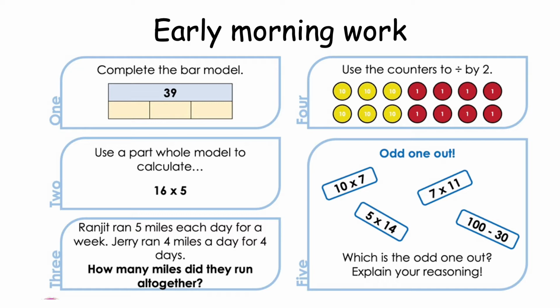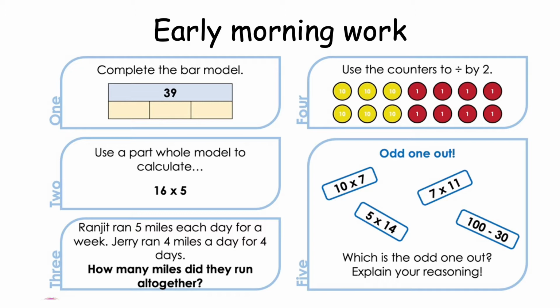Number 2, use a part-whole model to calculate 16 multiplied by 5. So what I would do is, in the top circle, what are you going to write? The whole calculation. 16 multiplied by 5. And how are you going to divide that calculation up to make it easy for you? Look at 16. What is 16 made up of? Think about the 2 digits that you have and do them in the 2 circles. Number 3.